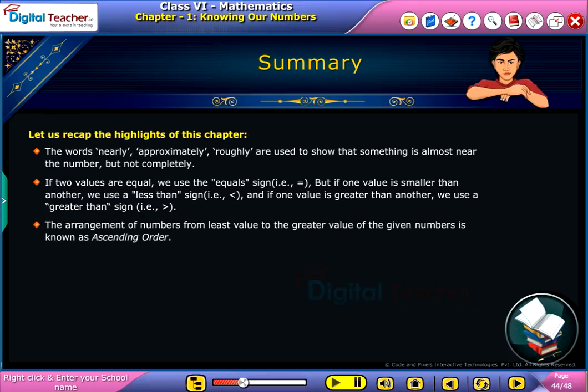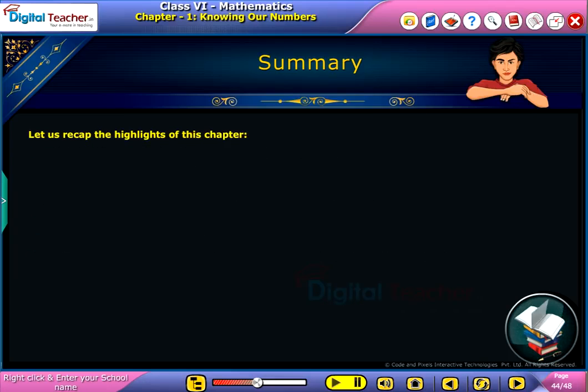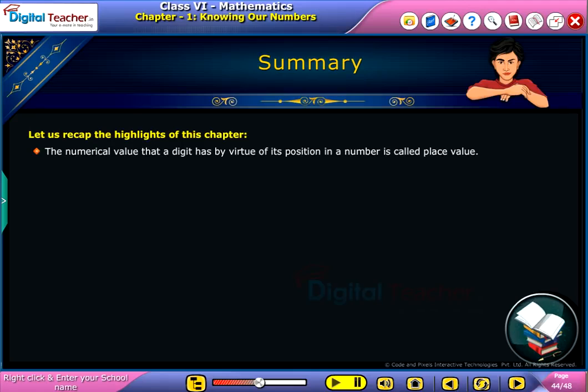The arrangement of numbers from least value to the greater value of the given numbers is known as ascending order. The arrangement of numbers from greater value to the least value of the given numbers is known as descending order. The numerical value that a digit has by virtue of its position in a number is called place value.